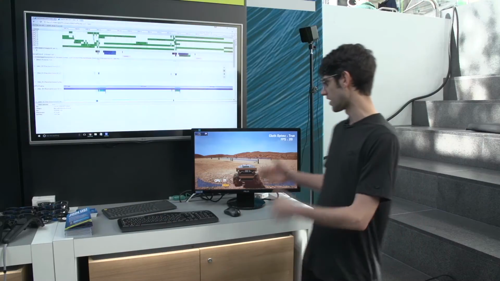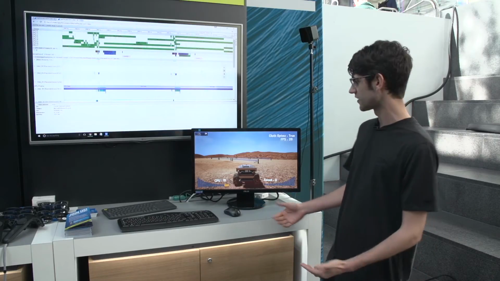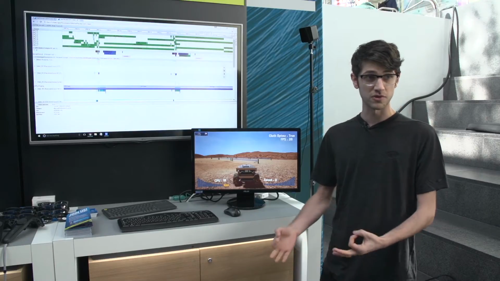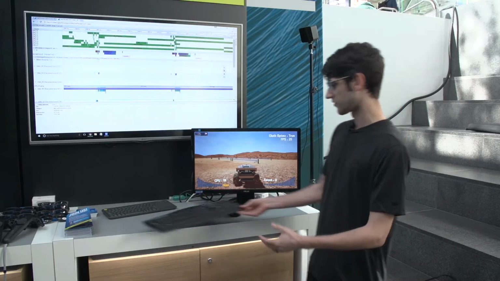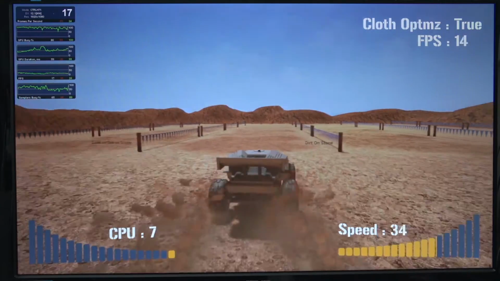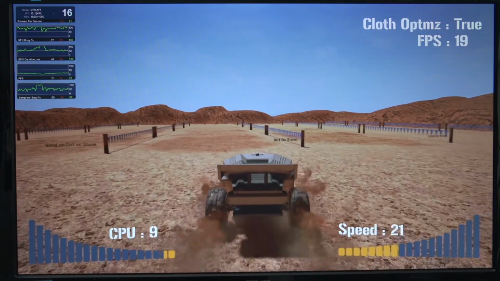So if we look here, we have our application. It's rolling here. Basically, it's just a car sitting. What we're going to do is take a look at this application and see whether we are CPU or GPU bound. So first of all, if we roll the car around here, we'll see that there are some particle effects that come out of the wheels here. There they are. And we notice that our cloth optimization is on.